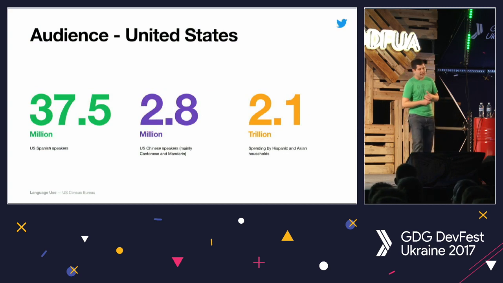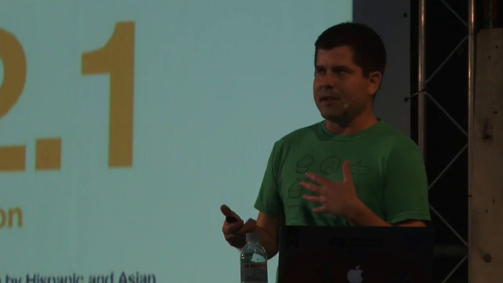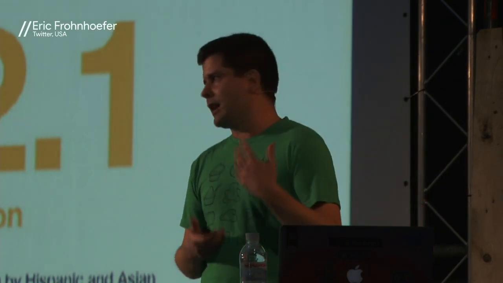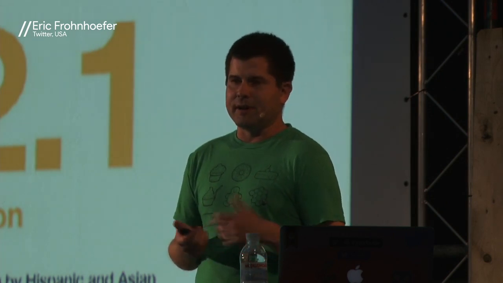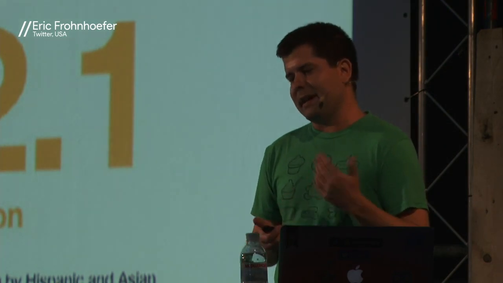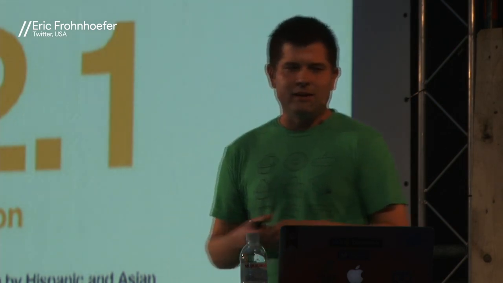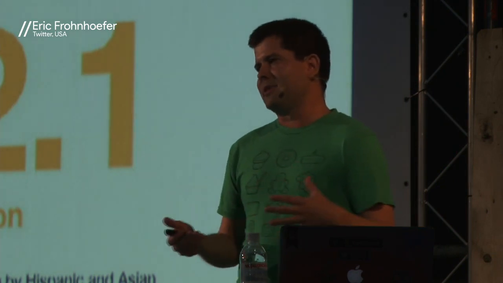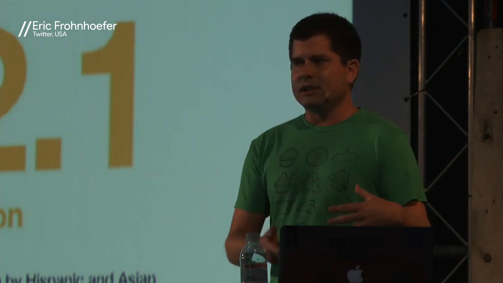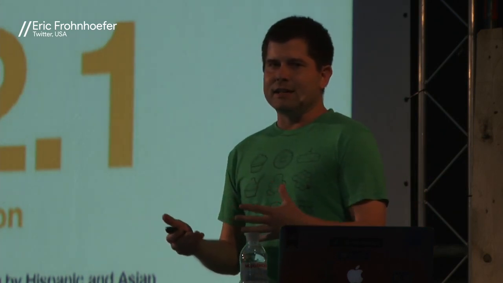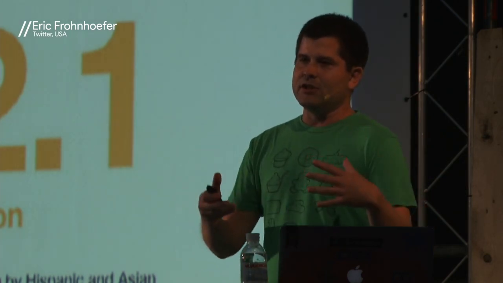So here's an example. In the United States, we have 37 million native Spanish speakers. So these are people, according to the Census Bureau, that speak Spanish at home every day. And for context, the United States population is about 320 million, so about 10% of the population. And 2.8 million Chinese speakers, mainly Mandarin and Cantonese. And these groups in the United States control $2.1 trillion in household spending. So this is actually a big opportunity in the United States, for example, to just take your app and localize it into Spanish. And you're reaching these users and making the app feel native to them in their own language.